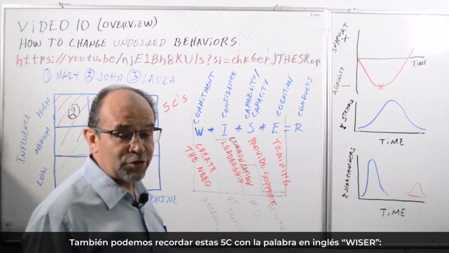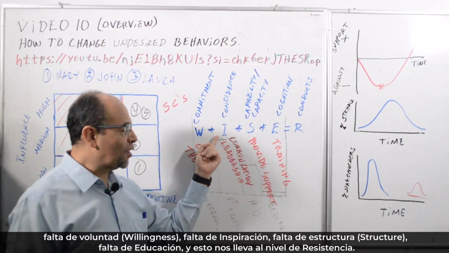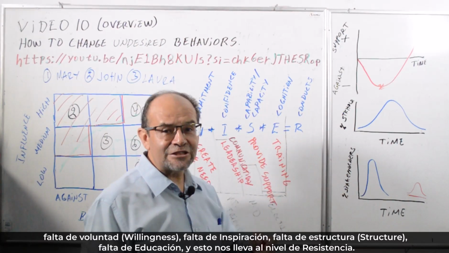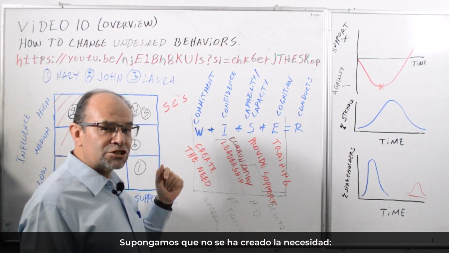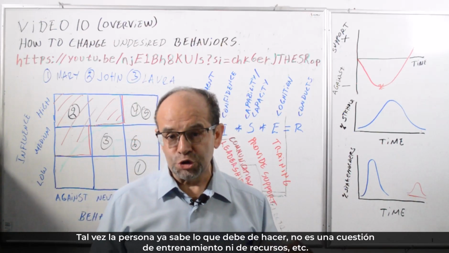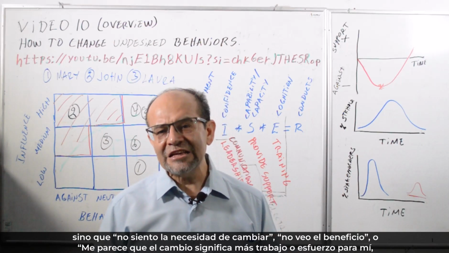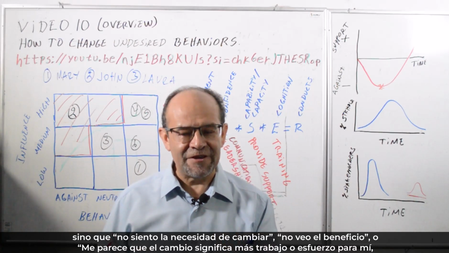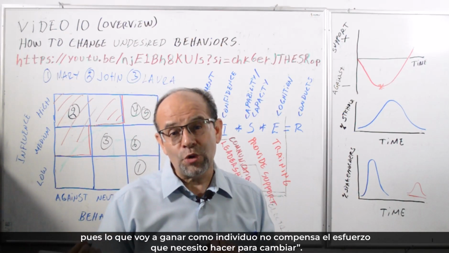Also, we can remember those 5 C's with wiser: lack of willingness, lack of inspiration, lack of structure, lack of education, and that leads to the level of resistance. For instance, the need is not created. Maybe the person already knows what should do, is not a matter of training, is not a matter of resources, etc. But the thing is that, well, I don't feel the need to change. I don't see the benefit.